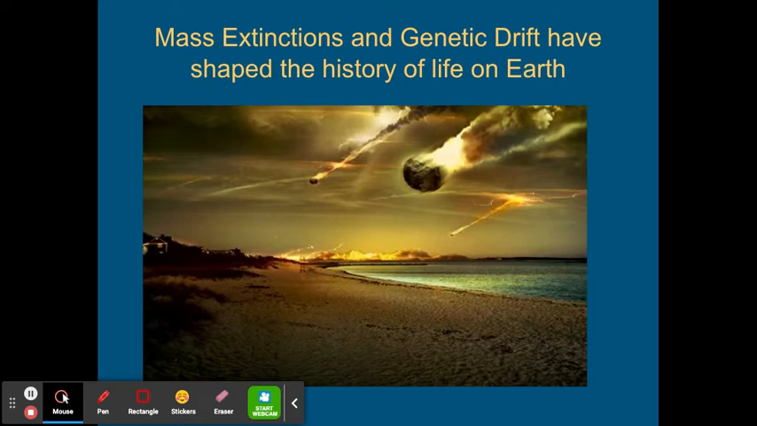Perfect. Mass extinctions and genetic drift have shaped the history of life on Earth. Yes, it has. This goes with the KT event. So this is what we were talking about earlier with adaptive radiation.